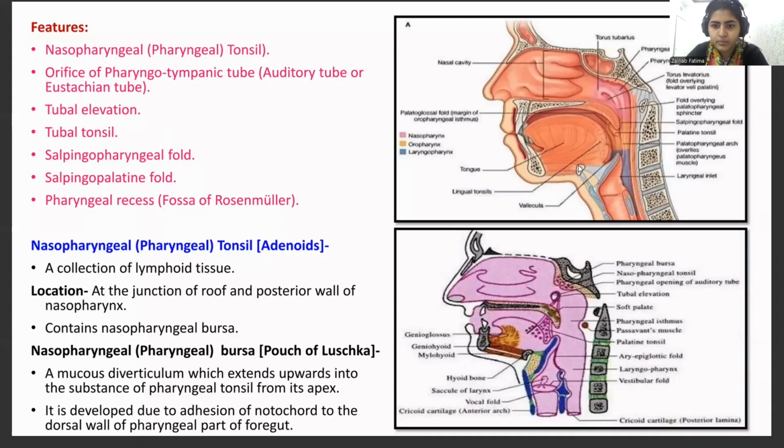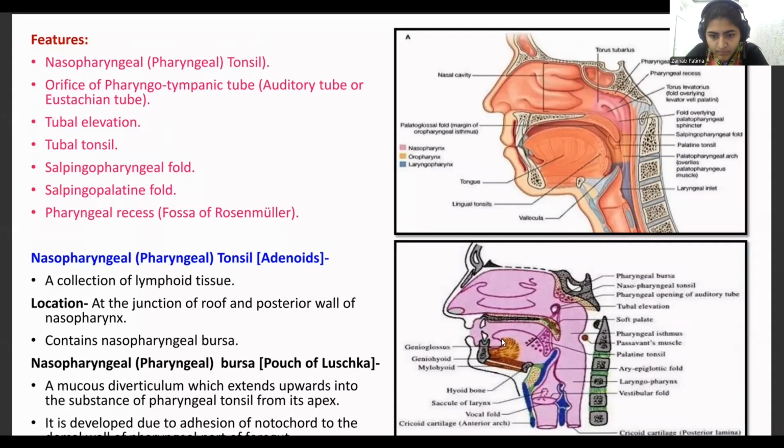Here, let me help you understand with one diagram. This is the tongue. We have muscles of the tongue, genioglossus, geniohyoid, mylohyoid, and the hyoid bone. This is the mouth, and this is the nasal cavity. Air is going here, and the food is going here. What is helping here is this epiglottic fold, which helps food not to enter into the airway. We have vocal folds here.